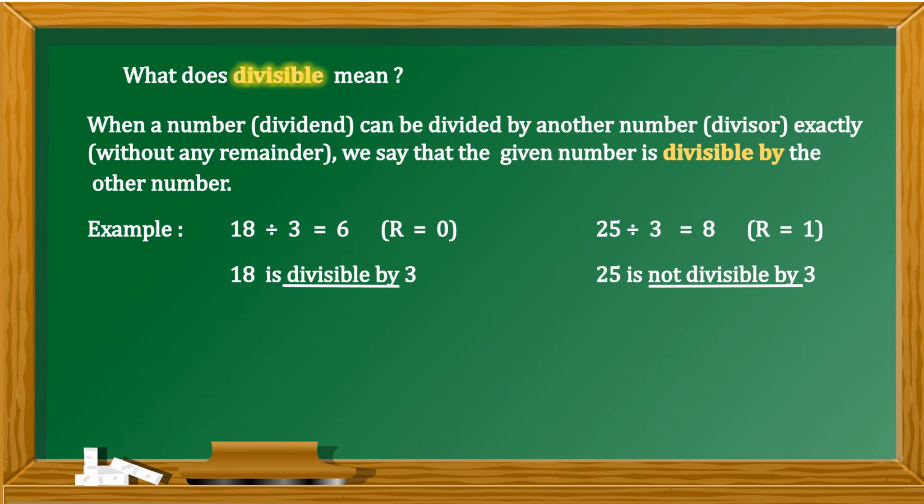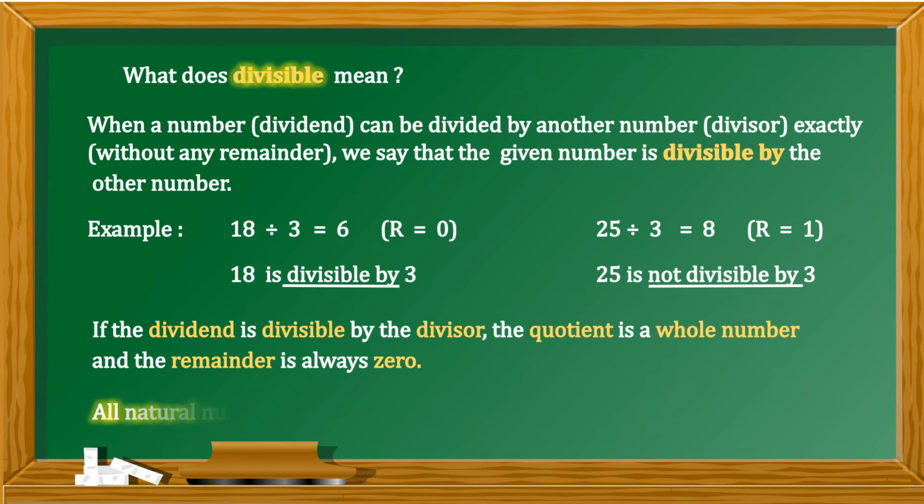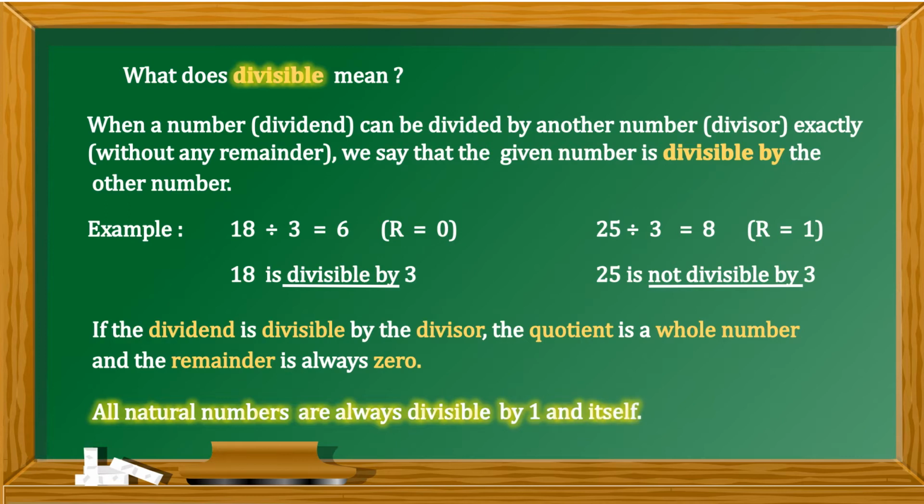Using the terms of division, we can say that if a dividend is divisible by the divisor, it means that the quotient is a whole number and the remainder is always 0. An important point to remember here is that all natural numbers are always divisible by 1 and itself.